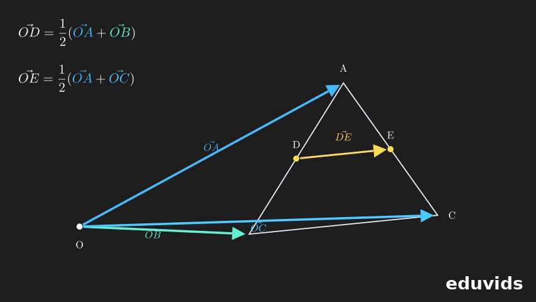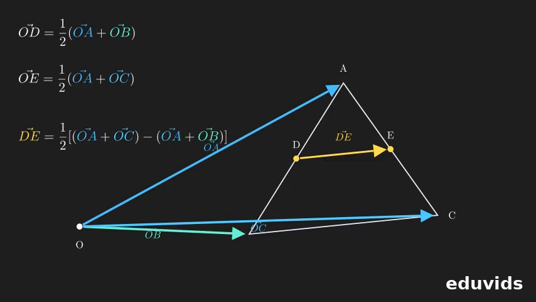Our goal is to analyze the vector DE, which connects these two midpoints. We can express vector DE as the difference between the position vector of E and the position vector of D. So, vector DE equals vector OE minus vector OD. Now, substitute the expressions for vector OE and vector OD that we just defined. Vector DE equals 1/2 times (vector OA plus vector OC) minus 1/2 times (vector OA plus vector OB).